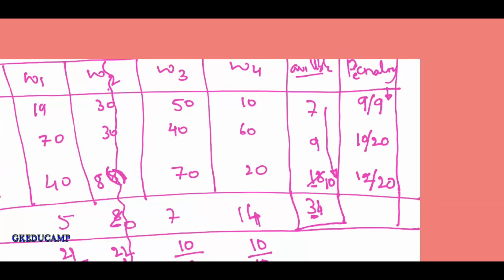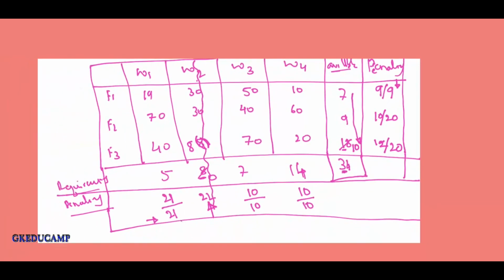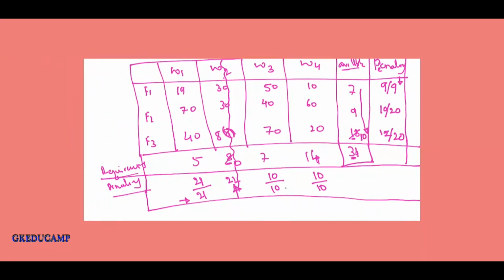So again go and try to solve penalties again. This is the third penalty we are going to solve. 50 minus 10, 40. 40 minus 60 minus 40, 20. 70 minus 20, 50. 50, 40, 70. Column wise 10. 10, 60, 20, 10.